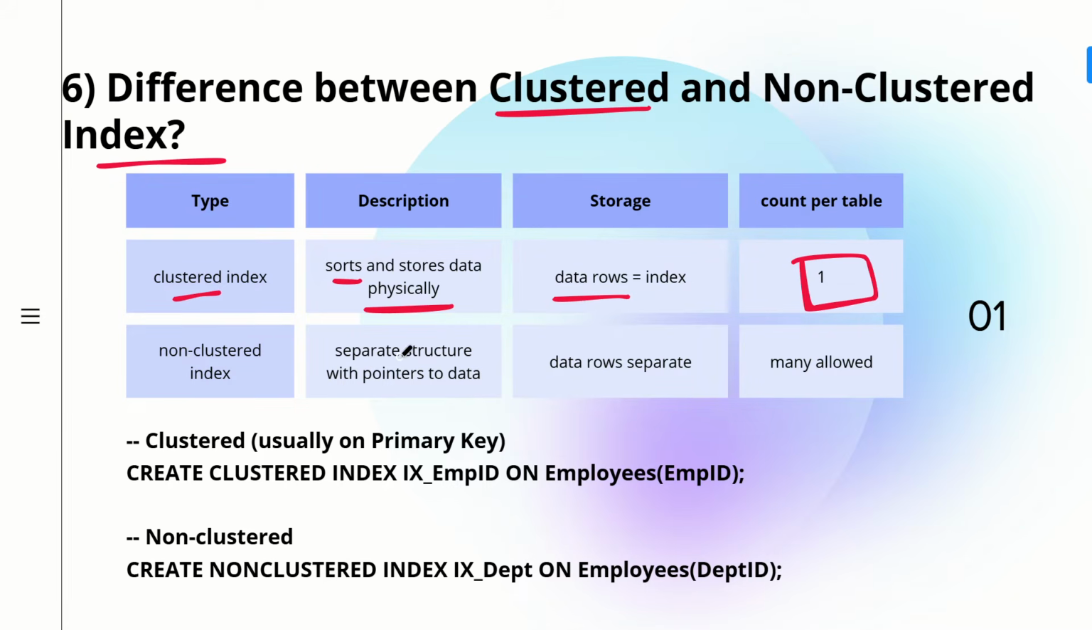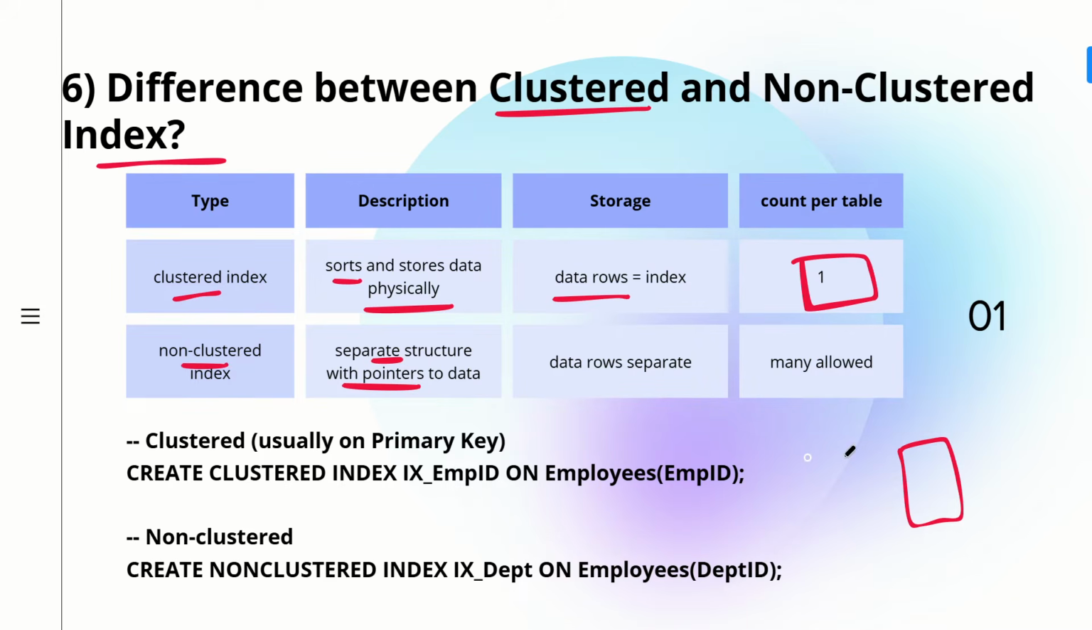Coming to non-clustered index, it stores a separate structure with pointers to the data. To give an example, in clustered index, it is like your dictionary, where all the alphabets are already sorted, right? If you want to search for mango, M for mango, you directly go to the M section. So that is the example of clustered index. Everything is stored physically and everything is already sorted.